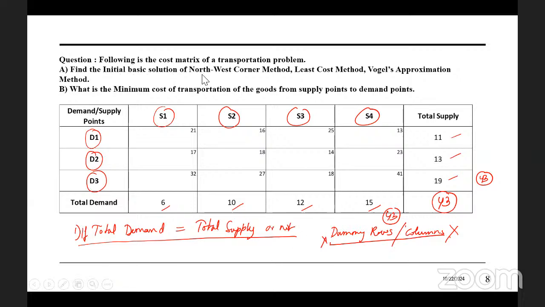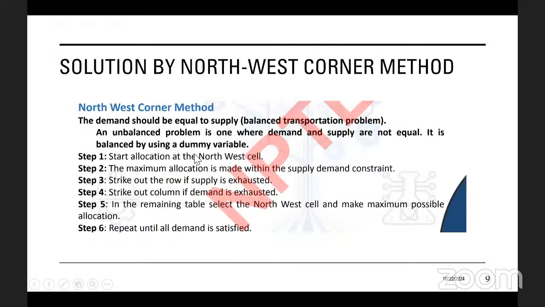So first we need to find the initial basic solution with the northwest corner method. In the northwest corner method, the algorithm says that first we'll start with the allocation with the northwest cell, and the maximum allocation that can be made to this cell within the supply demand constraint has to be made. For the other cells of the row and the column, we will strike out if the supply or the demand is exhausted, and then in the remaining cells we will make the maximum possible allocation, and then repeat this until the total demand and the total supply is satisfied.